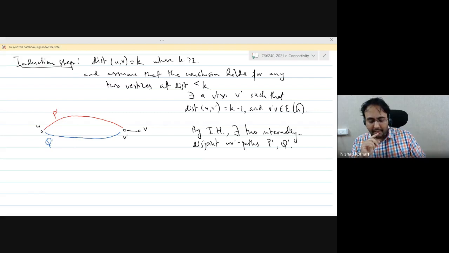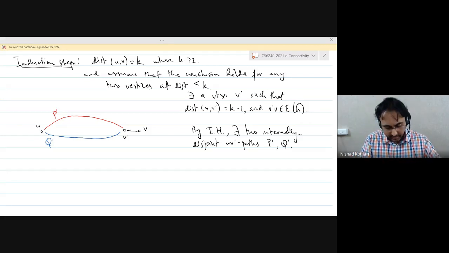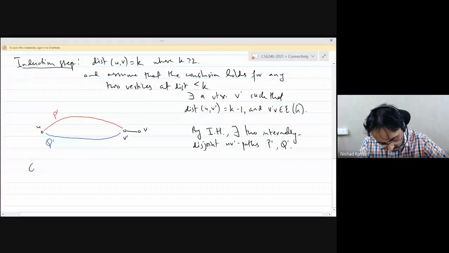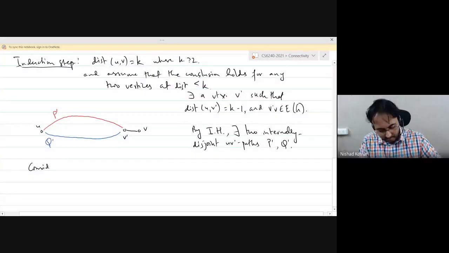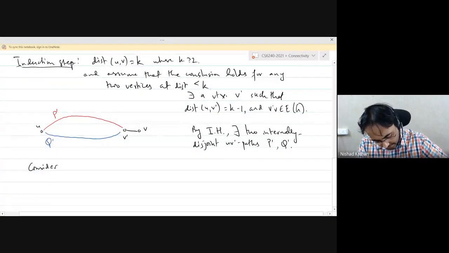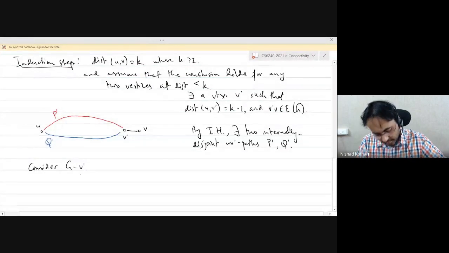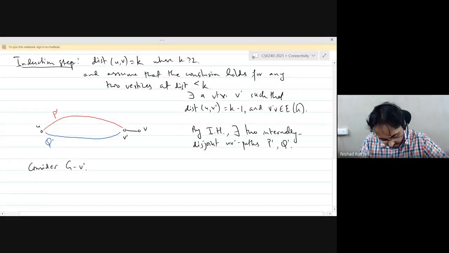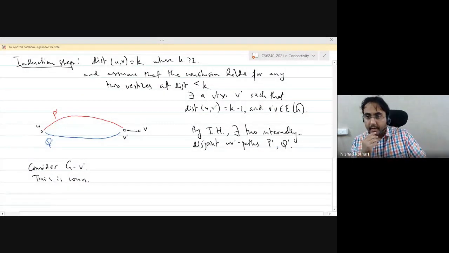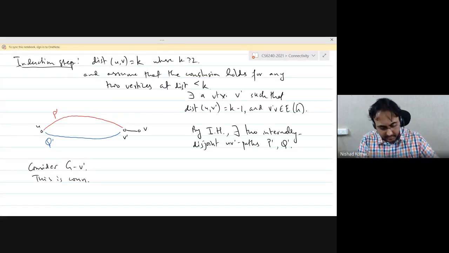Remember, we know that the graph has no cut vertex. So we'll delete a vertex here and then look at the remaining graph. So what vertex should we delete? Anyone? What should we delete? V prime. V prime. Okay, great. Consider the graph G minus V prime. Okay? This is connected because we have no cut vertex in the graph, right? Okay, great. So now in this graph, there exists a path.